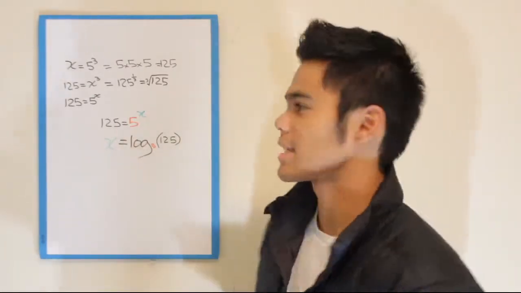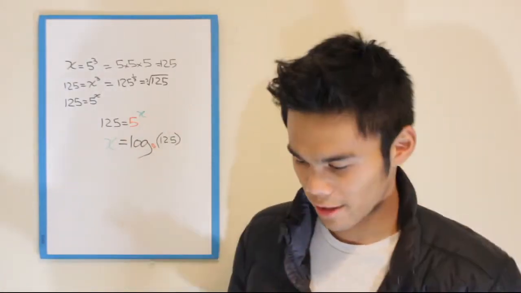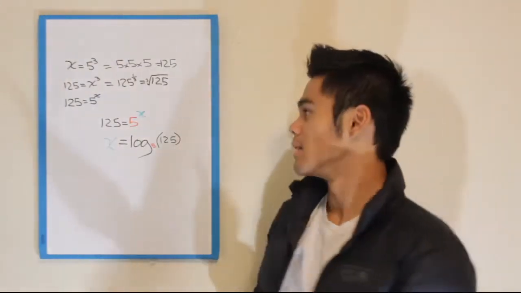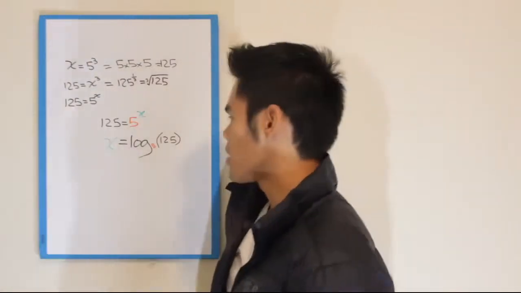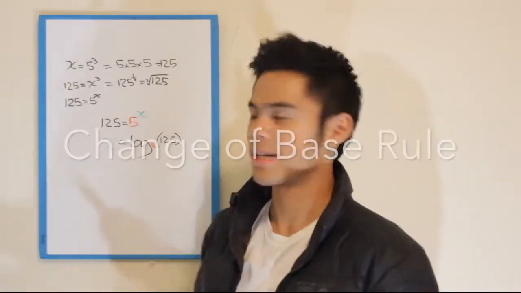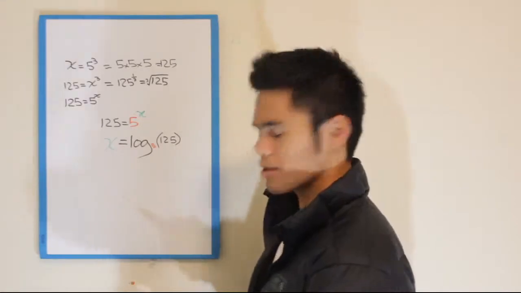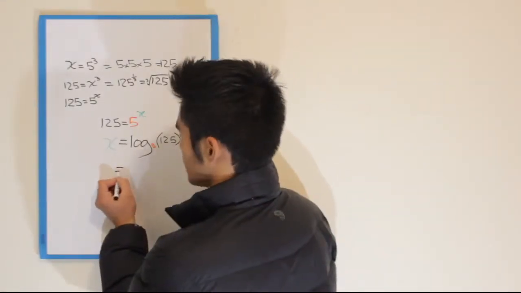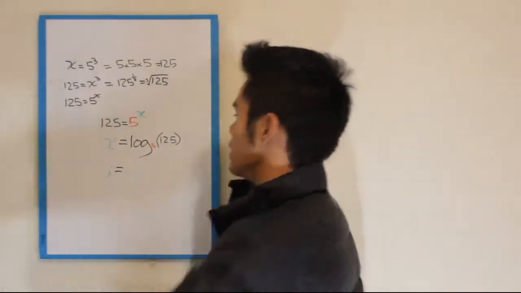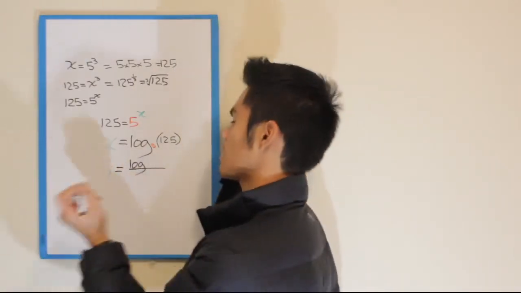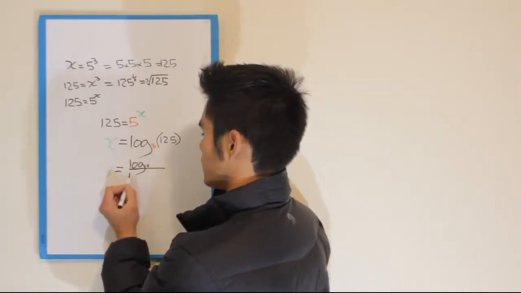That is lovely, except that you can't really ram this in your calculator, because on your calculator all you have is log to the base 10. Here we have log base 5, that's a problem. However, there is a log rule that we can use to change the base to whatever we want. It goes like this. x is equal to log, and you can select your base. We're going to go with 10.